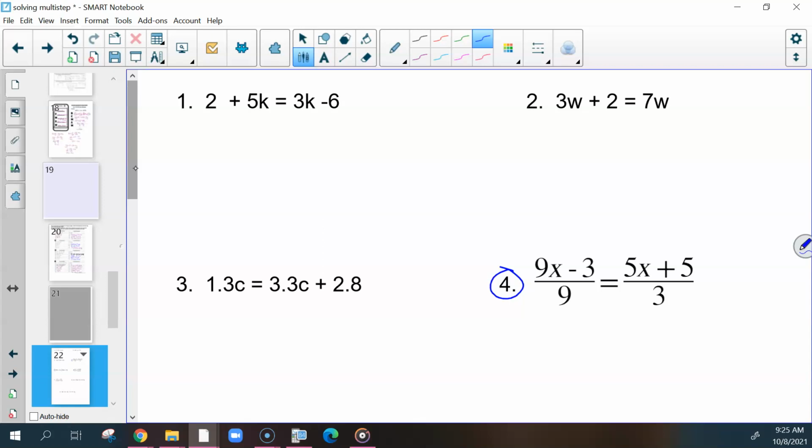For number 2, what would be our first step? We need to get all the variables on one side. Subtract 3w. And then divide. What would w equal? Yeah, for these you can put fractions or decimals as the final answer, unless it says leave it as a fraction or put it as a decimal.